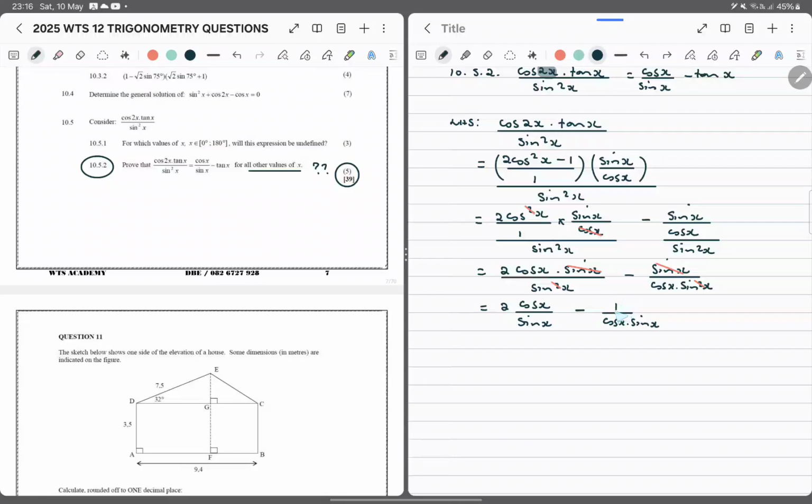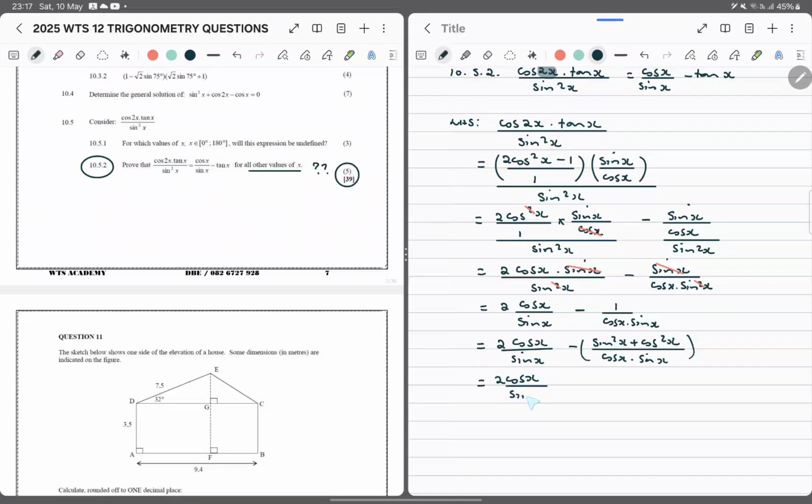Oh yeah, 1 is an identity. Why do I forget this? Lord of Lords. 1 is an identity. So this is 2 cos x over sine x minus, this is going to be sine squared x plus cos squared x all over 2 cos x sine x. All right, so let's see if this works out in any way.